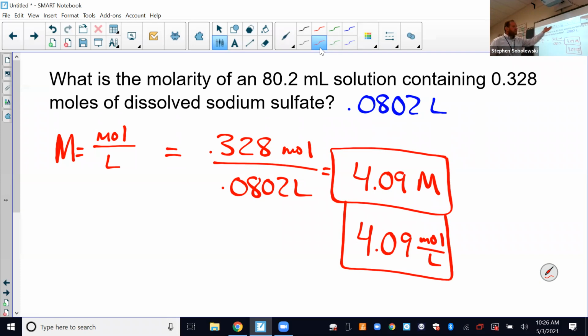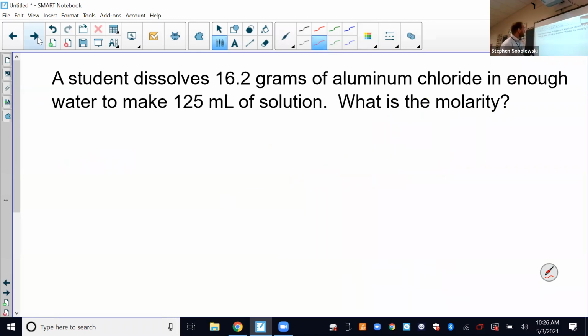Now, in this case, it gave you moles, but in most cases, you're not going to be given moles. You're going to be given grams. And you've probably figured it out by now. When you're given grams, you're probably going to end up converting them into moles, and you're doing the same thing for these types of problems. A student dissolves 16.2 grams of aluminum chloride in enough water to make 125 milliliters of solution. What's the molarity? All right, so again, molarity, capital M, equals moles per liter.